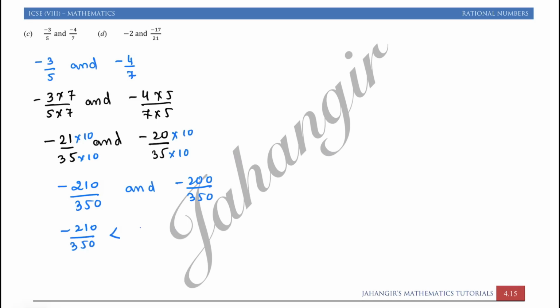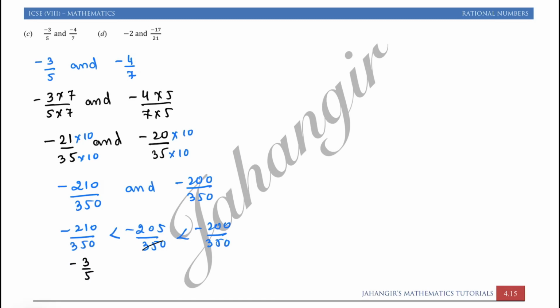So I can put minus 205 upon 350 less than minus 200 upon 350. Is it clear? Now you have to convert into simplest form. Simplest form में again this will be written as minus 3 by 5.